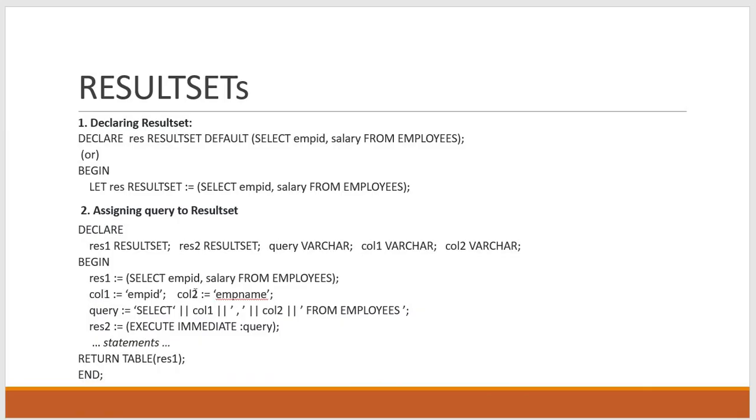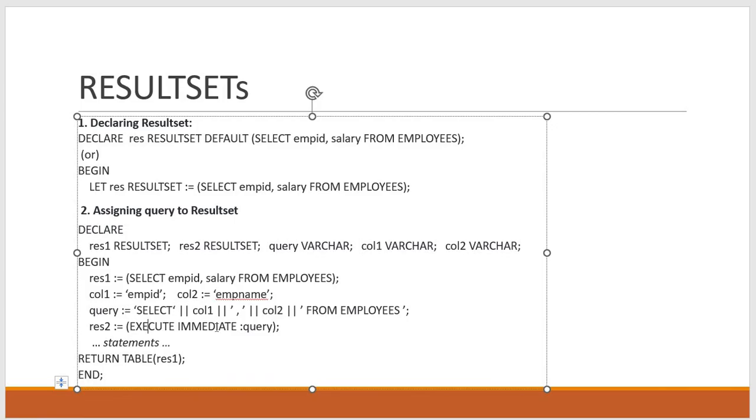Column 1 equals employee ID, column 2 equals employee name. And my query is, first I am preparing a query: select column 1 concatenation, comma, column 2 from employees table. So I'm just preparing a query here, not executing. So how to execute this now?